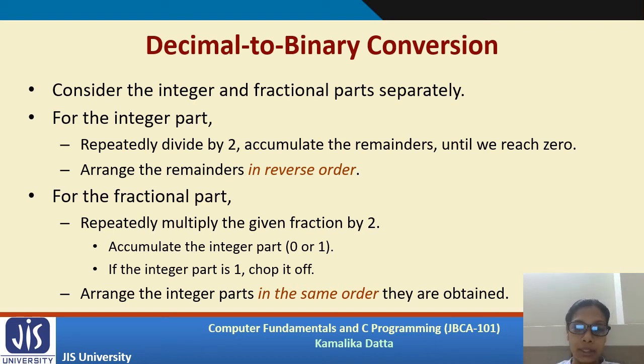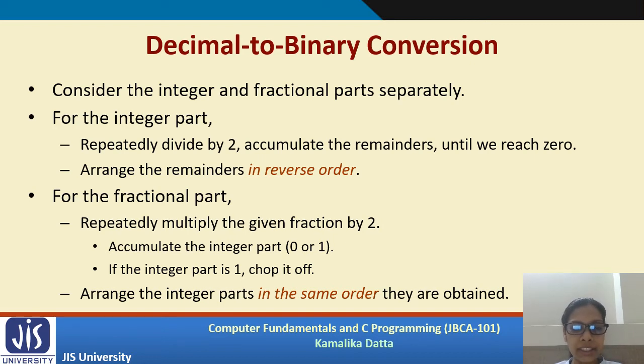Now for the fractional part, we repeatedly multiply the given fraction by 2 and accumulate the integer part, 0 or 1. Whatever integer part is coming, either 0 or 1, we accumulate it. If the integer part is 1, we chop it off. Now it is done basically. But sometimes this goes on repeating and you are not getting the fractional part as zero, then it will just repeat on. Sometimes it is 0.3333, it goes on. So we just take the answer to a few decimal places. Okay, this is how we go.